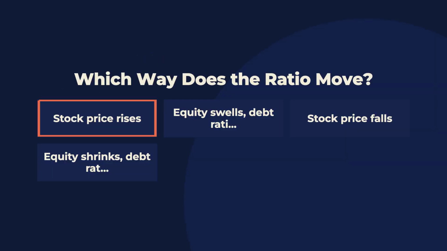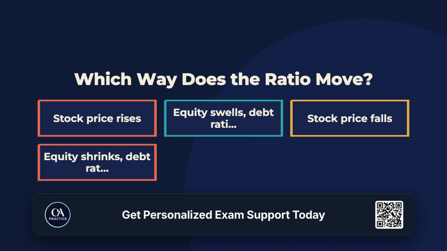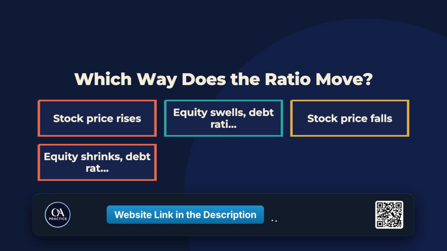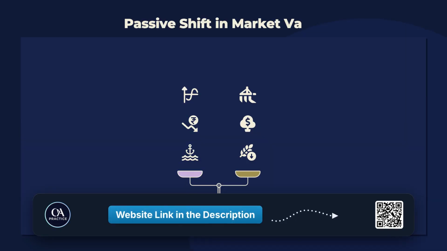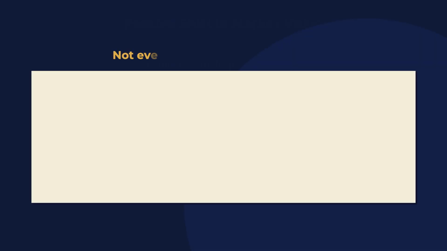The direction follows straight from the arithmetic. When the stock price rises, equity swells and debt becomes a smaller slice of a bigger pie, so the market debt ratio falls. When the stock price falls, equity shrinks and debt becomes a larger slice of a smaller pie, so the ratio rises. Picture a manufacturer whose shares climb steadily through a strong year. It issues no stock and repays no debt. Yet by December, its market debt ratio is noticeably lower, simply because its equity is worth more.